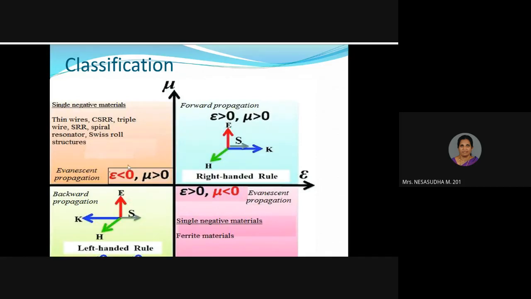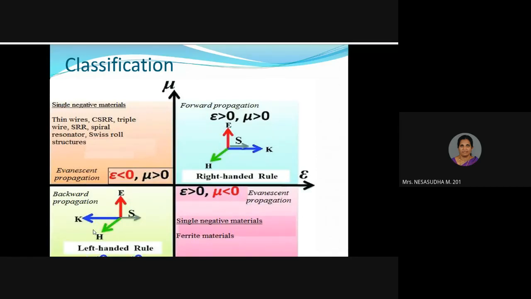The fourth quadrant is also called a single negative material. Here, mu is less than 0 and epsilon is greater than 0. The best example is ferrite material. By nature itself, very few materials like ferrite are single negative materials. All remaining materials come under the first category where both are positive and the direction of propagation is forward. Now one more quadrant, the third quadrant.